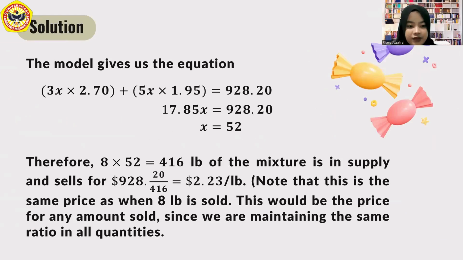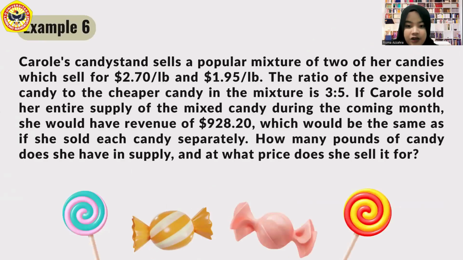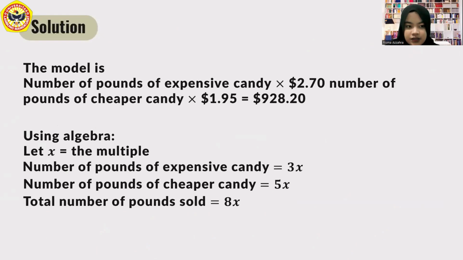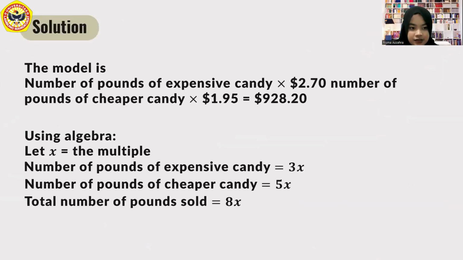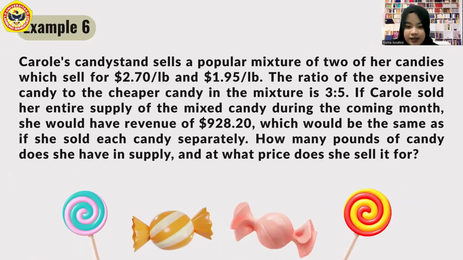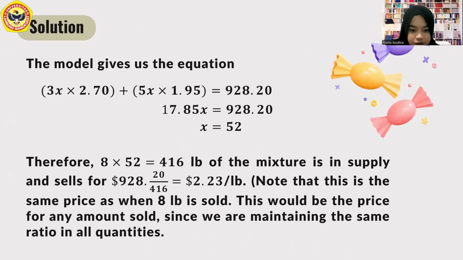So that's it. How many pounds of candy does she have in supply is 416 pounds, and she sells it for $2.23 per pound.